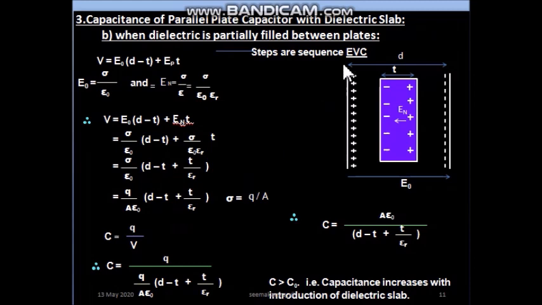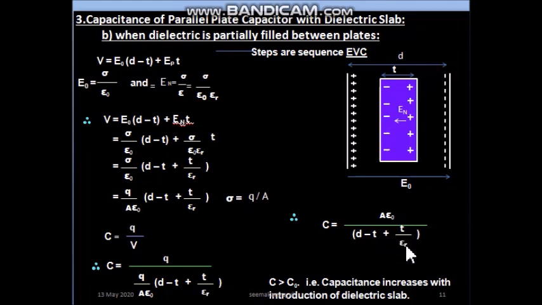Then, following the sequence, after getting E and V, now we have to proceed to get C. So capacitance C is obtained by the formula Q by V. Simply this voltage value we have to substitute in the denominator for V, and Q is getting cancelled. Finally the answer for capacitance is A epsilon 0 upon D minus T plus T upon epsilon r.